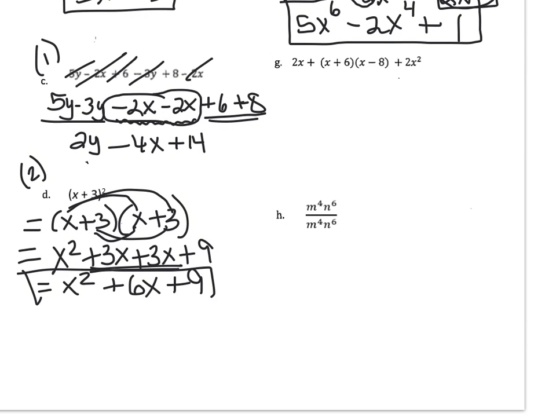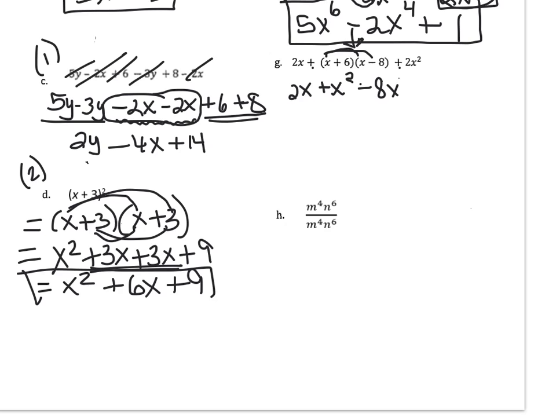Now letter G was also worth 2 points because there were 2 steps. You can see you have addition here, but in here you also have multiplication. And multiplication, when you think of PEMDAS, always comes before addition. So I'm going to bring down this 2x, and I'm going to go ahead and multiply by double distributing in the middle. X times x gives me positive x squared. X times negative 8 gives me negative 8x.